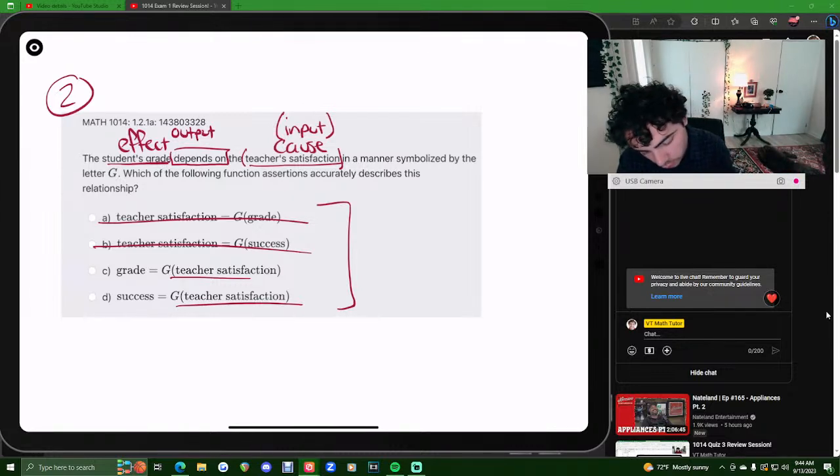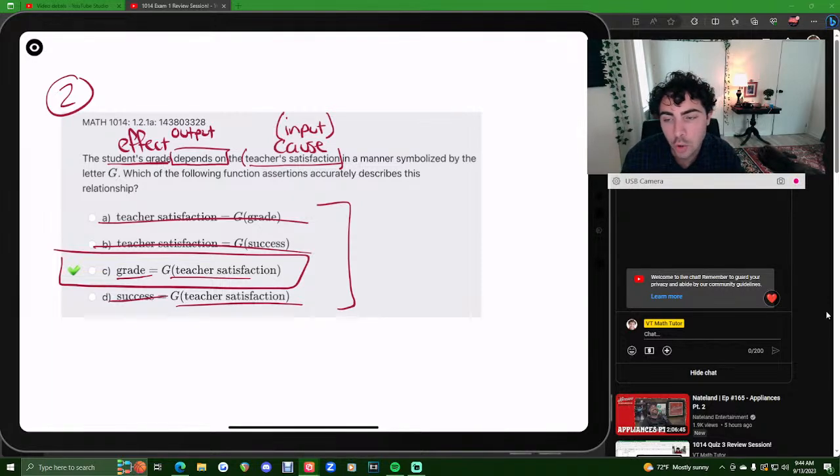And so just grade is what we're looking for. Success doesn't make any sense. So we eliminate D and go with C. So just get comfortable with these.